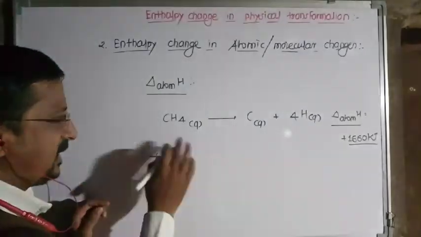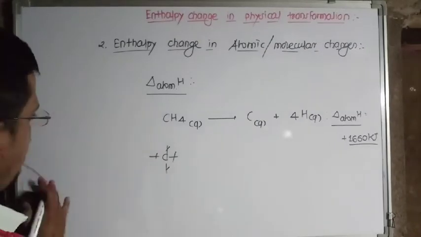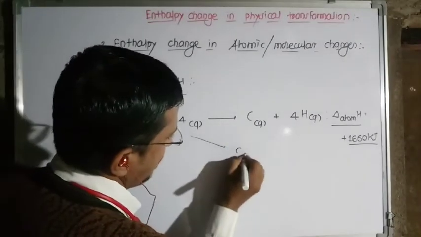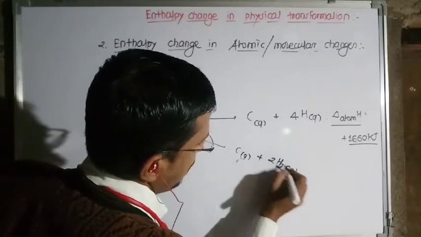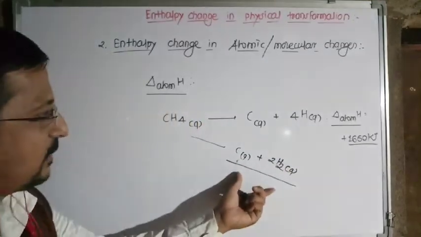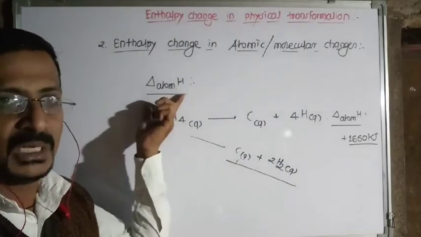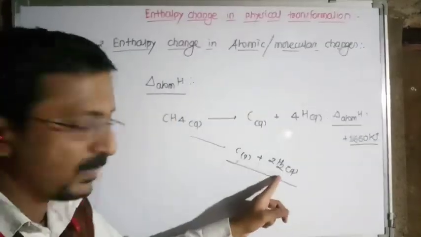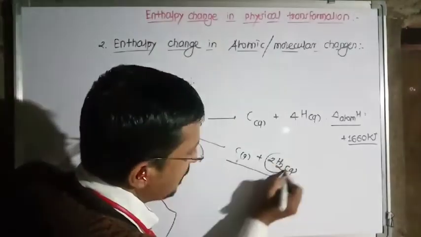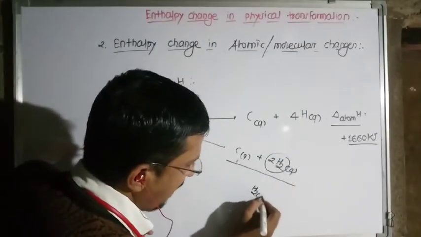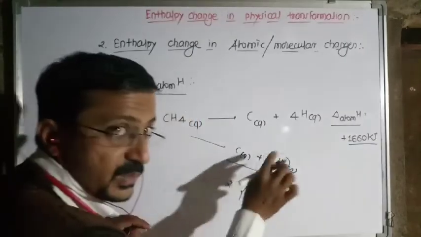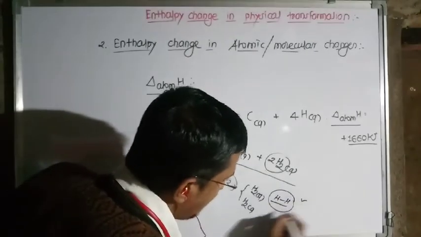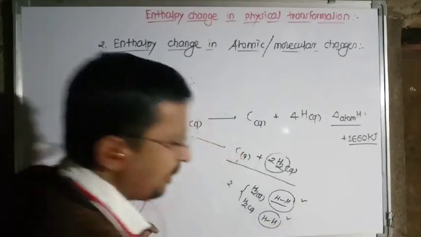Suppose this reaction is written like this: carbon in the gaseous state and twice H2 gas. Then this reaction does not represent the enthalpy of atomization. Remember, here twice hydrogen means H2 gas and one more H2 gas. In this case, the hydrogen bond is still present.